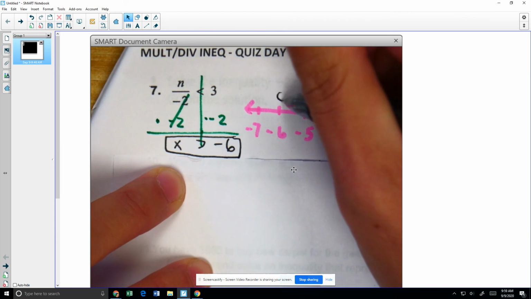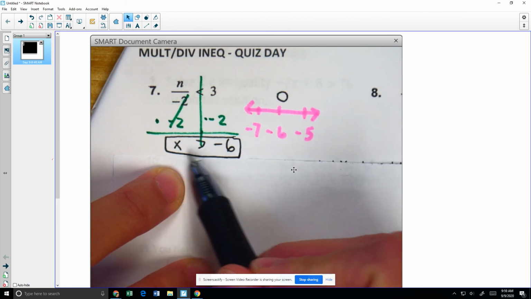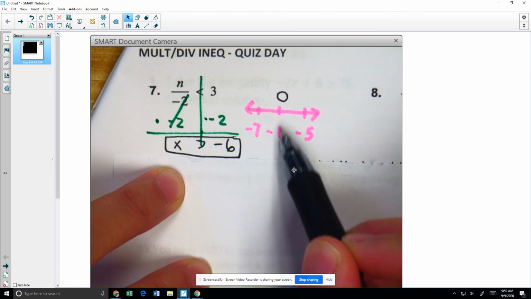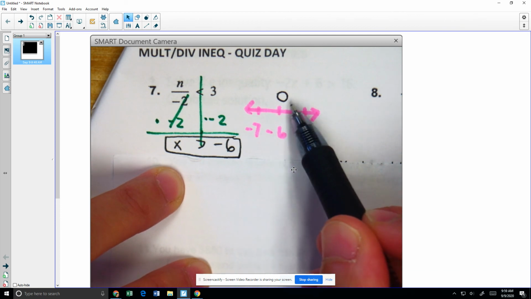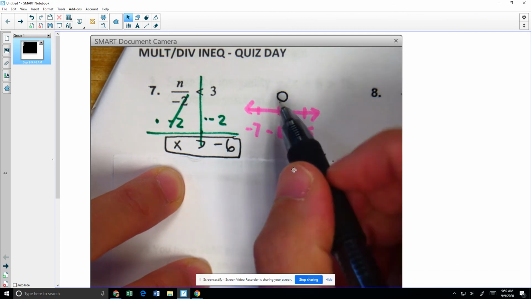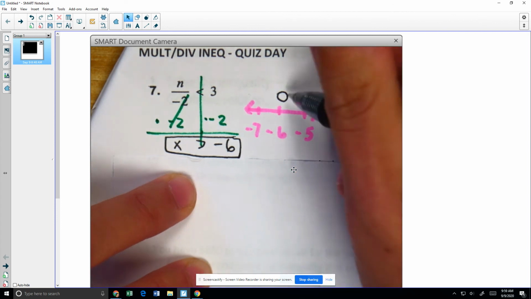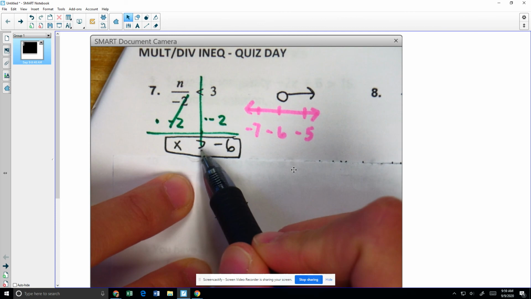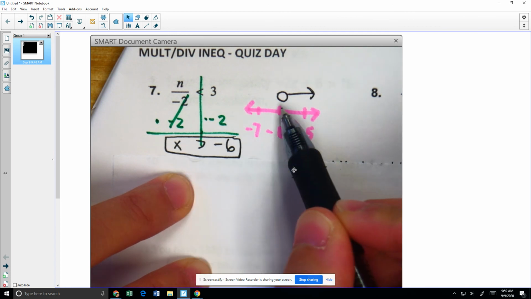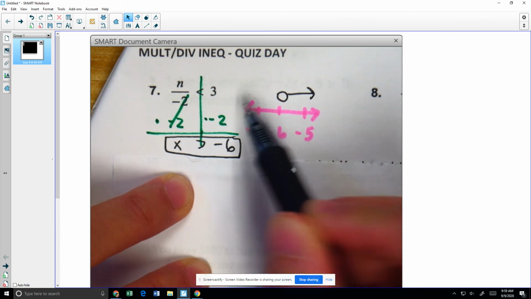Open circle. Thank you, because it's x is greater than, not greater than or equal to. I'm not including -6. I'm just saying it starts from -6, but I'm not including it. Should I draw my arrow to the left side or to the right side? To the right. Because it says x is greater than. The alligator is eating the x. So greater than is always to the right, less than is always to the left.